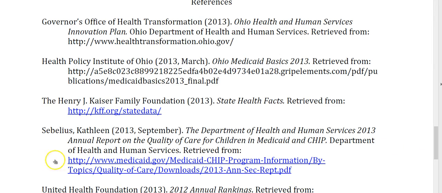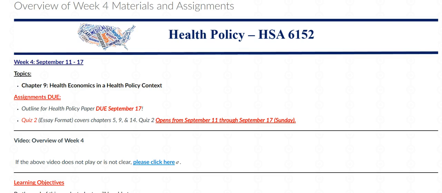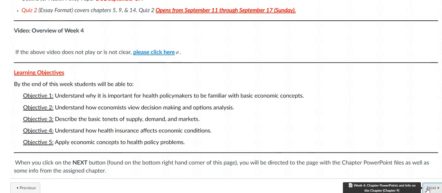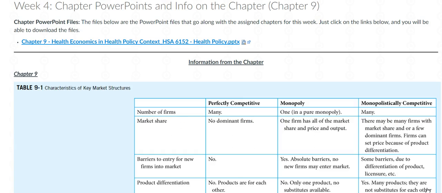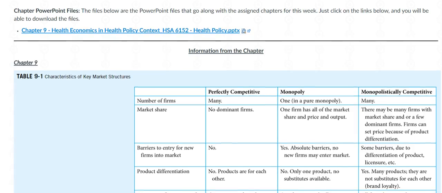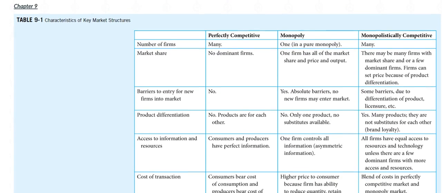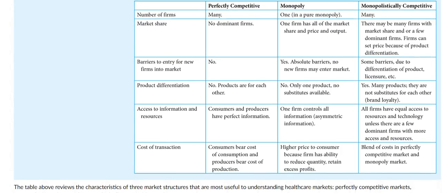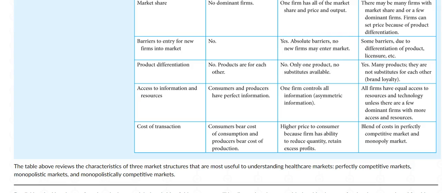Now I'm going to go back to our module for this week. Other than your outline, you also have a quiz that's due this week. All right, now I'm going to scroll down the page and jump to the next page found in week 4 module. So here is the PowerPoint presentation that goes along with chapter 9. And I'm going to scroll through the information from the chapter a bit. Here is a diagram titled Characteristics of Key Market Structures. The 3 market structures that are covered in this table are perfectly competitive, monopoly, and monopolistically competitive.